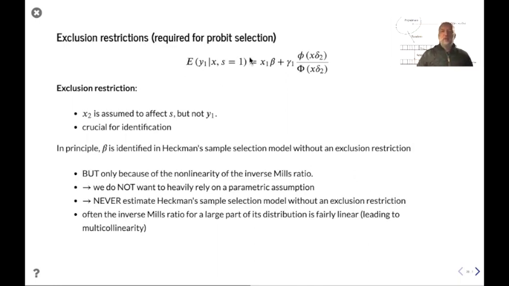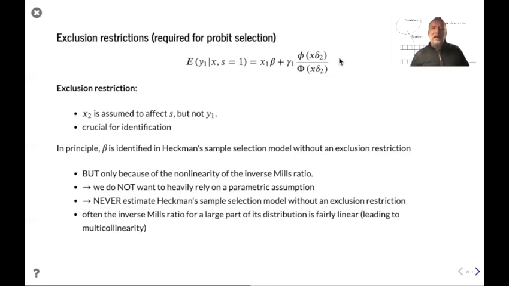Okay, so you've got basically your regression function of the selected sample, that's x1 beta. I think I forgot beta one, but never mind. And then the parameter that's determining how much correlation there'll be between the errors in the selection equation and in the structural equation, times the inverse Mills ratio.